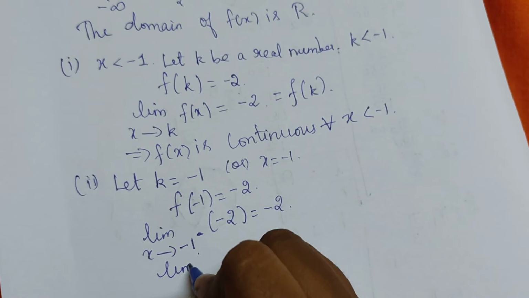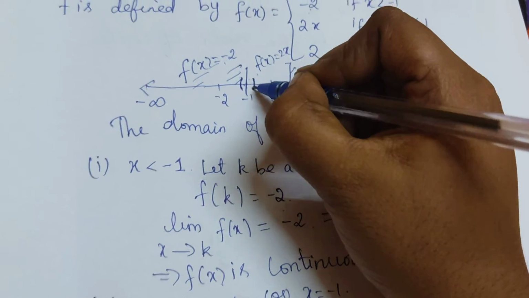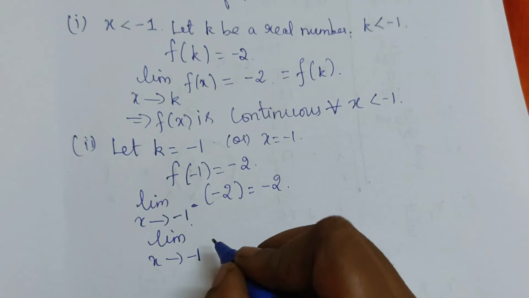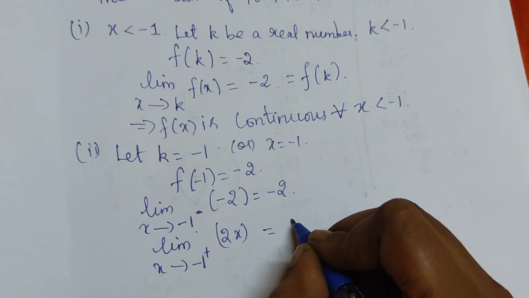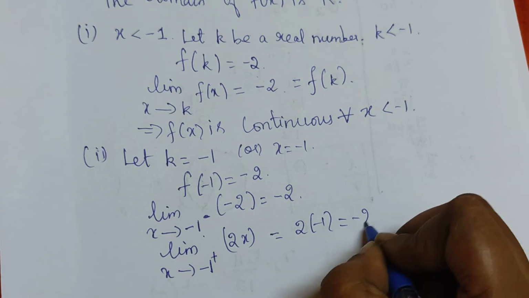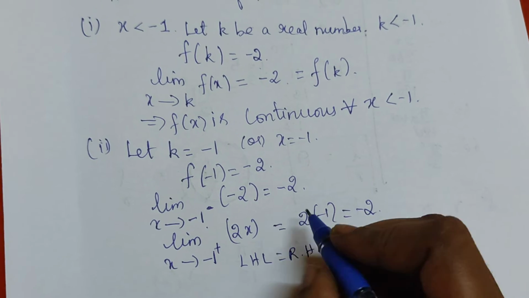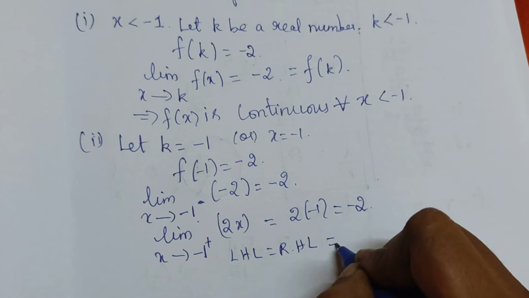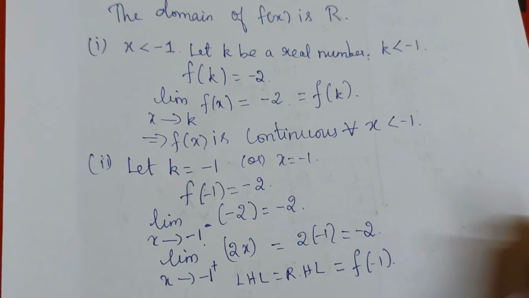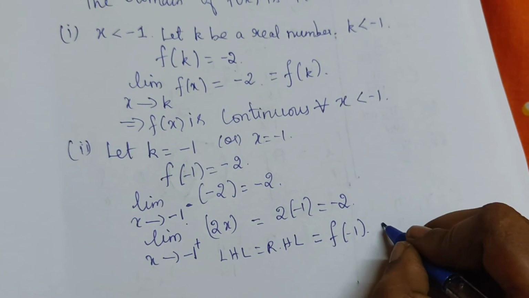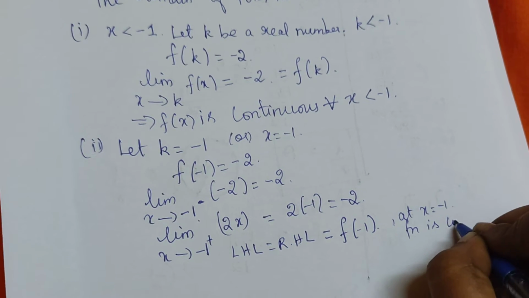Now we will find out the limit of the function in the right hand neighborhood. In the right hand neighborhood the function has been defined as 2x. When we substitute x as minus 1, we will get minus 2. So here the left hand limit is equal to the right hand limit, and this limit value is equal to the functional value at minus 1. So we can say the function is continuous at x equal to minus 1.